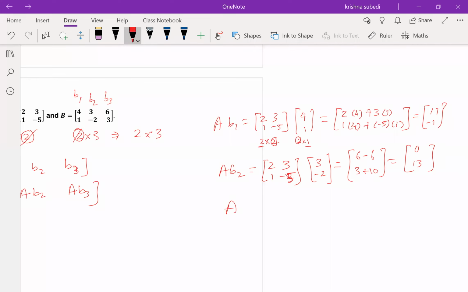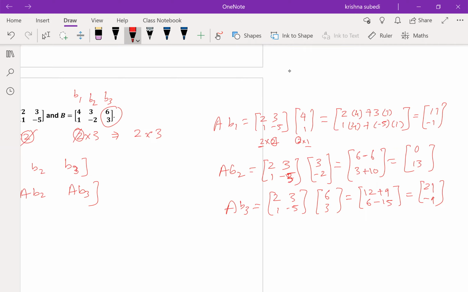And now AB3, let us calculate that. A is 2, 3, 1, minus 5. And B3 is 6 and 3, as we know from here. And now always row with column. So 2 times 6 is 12. Row with column. 3 times 3 is 9. Row with column. So 1 times 6 is 6. Minus 5 times 3 is 15. So we got 12 plus 9 is 21? And 6 minus 15 is minus 9.